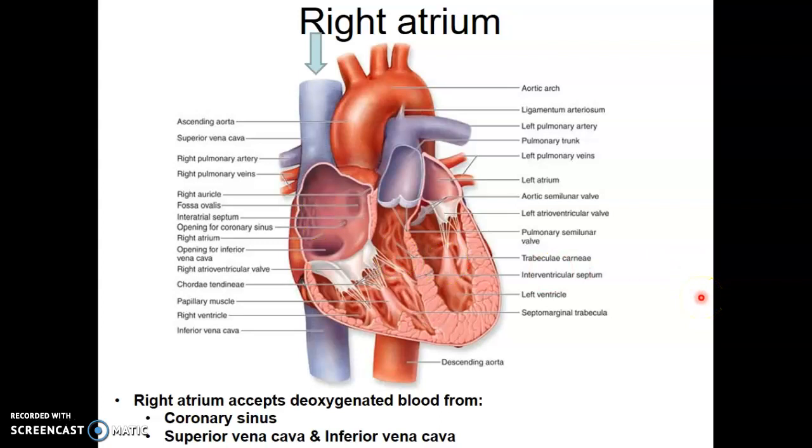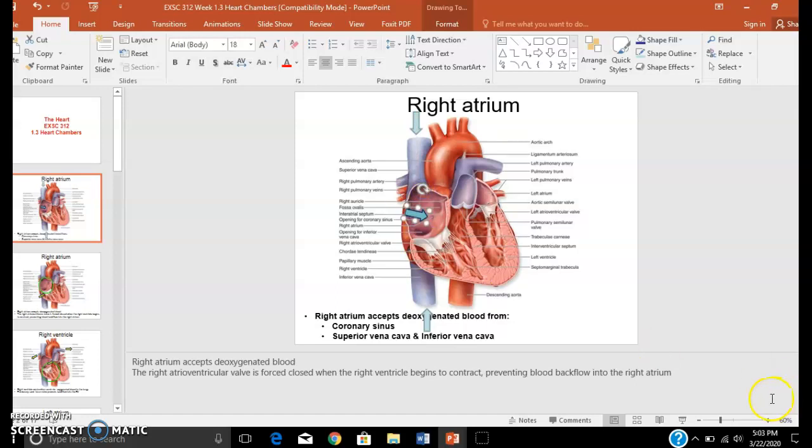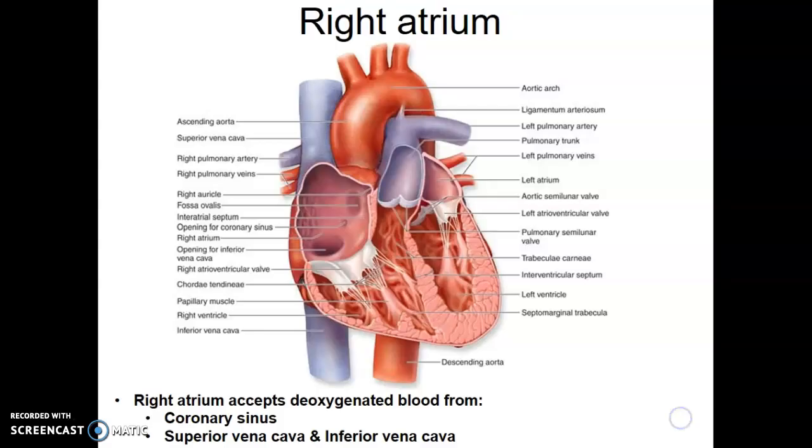Oh, there we go. Here comes the blood through the superior vena cava, inferior vena cava, and that coronary sinus. Hang on one sec, guys, I'm going to fix that. Got a little issue. This little blue arrow should be pointing at this little hole right here, our opening for our coronary sinus. So let's fix that. Make sure that we all know what we're talking about here. Bingo. All right, a little bit sharper. Thank you for your patience as I edit while we present today.